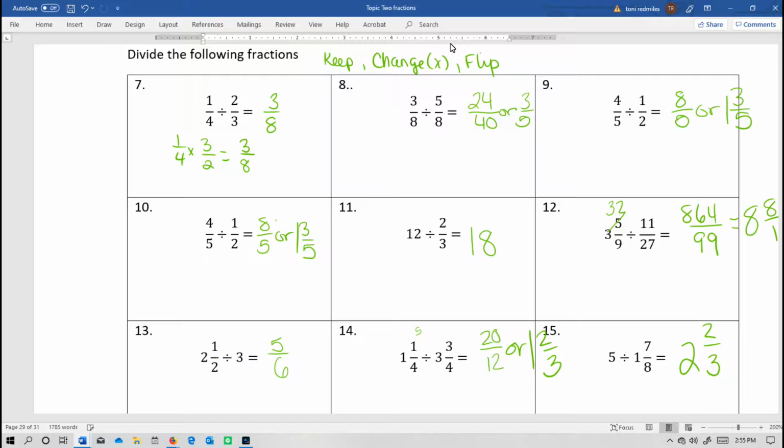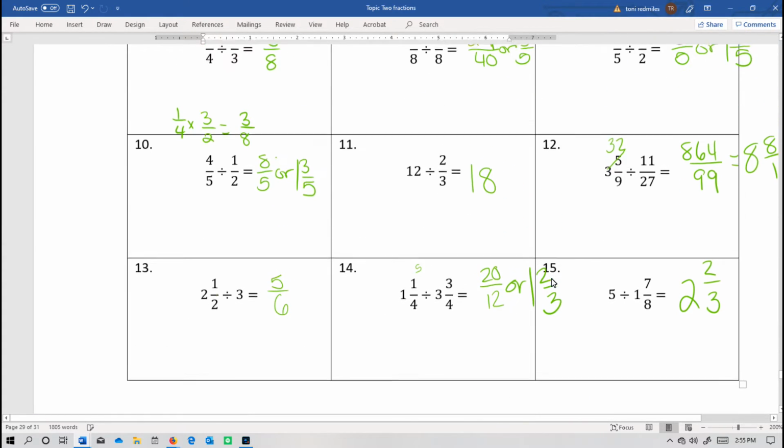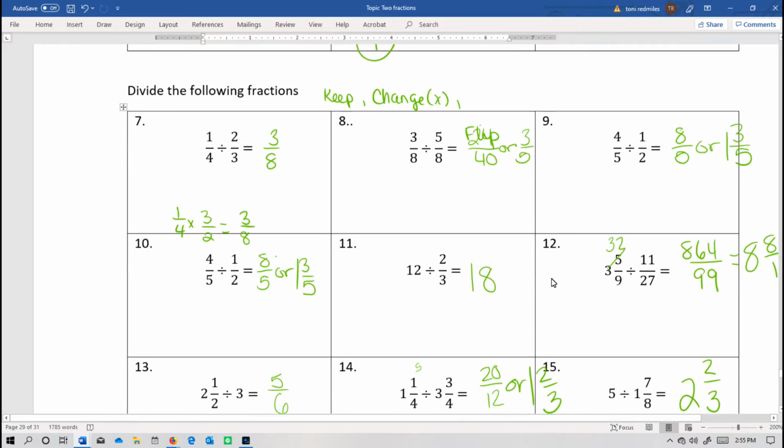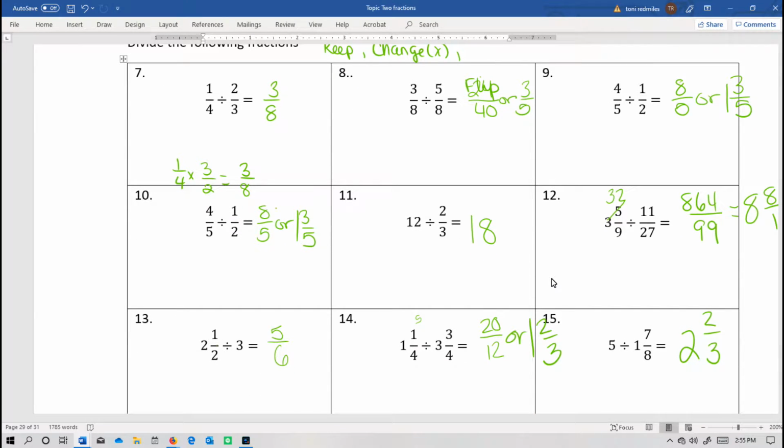Let me see if I have a better one that I can skip down to. I don't. So I'm going to skip to 12. So this is saying that I have 12 candy bars. 1, 2, 3, 4, 5, 6. And I'm going to split these candy bars into 2/3 groups. That means every 2/3 of every candy bar is going to make a group. Well, to do that, first I got to cut my candy bars in thirds.